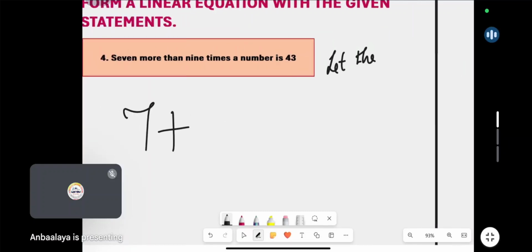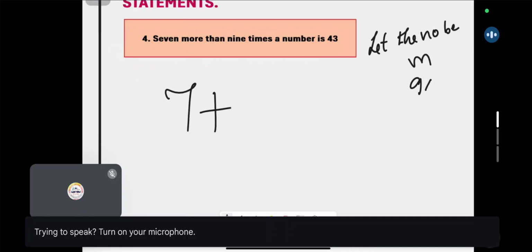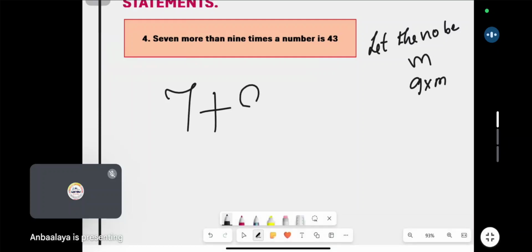So what I'm going to do, let the number be... We are always taking x as a variable. Let's go for some other variable. Shall we take m? Yes, ma'am. We are always taking x, y and z, right? Let's take some more variables. So I'm going to take m. 9 times a number means 9 into m, 9m. 9m is equal to 43. That's it. 9m plus 7 is equal to 43.